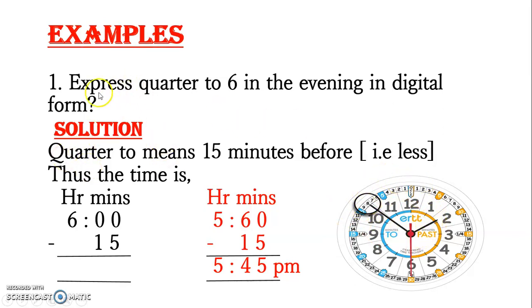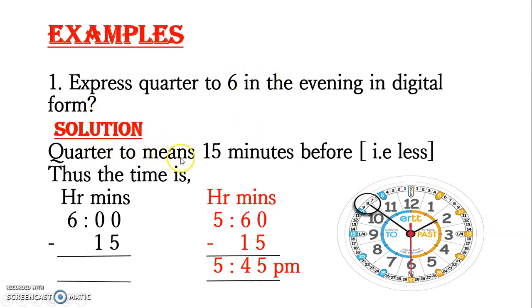Now, coming back to our question, where we were asked to express quarter to 6 in the evening in digital form. Digital form means telling it in numbers, like we have here, 5:45 p.m. Whereas in analog form, we'll express this as quarter to 6 p.m. That's the major difference. Okay, now the solution.